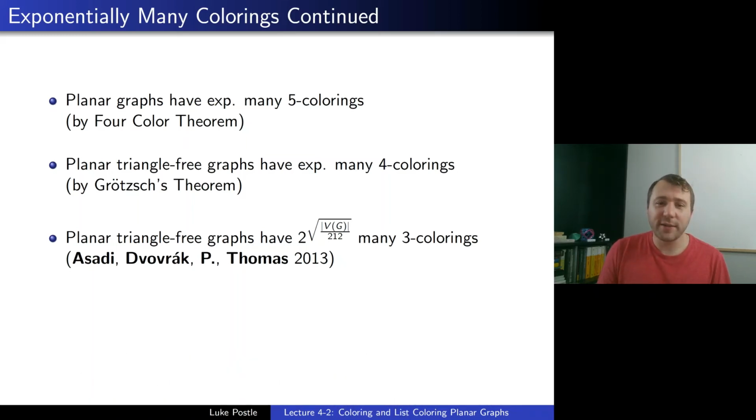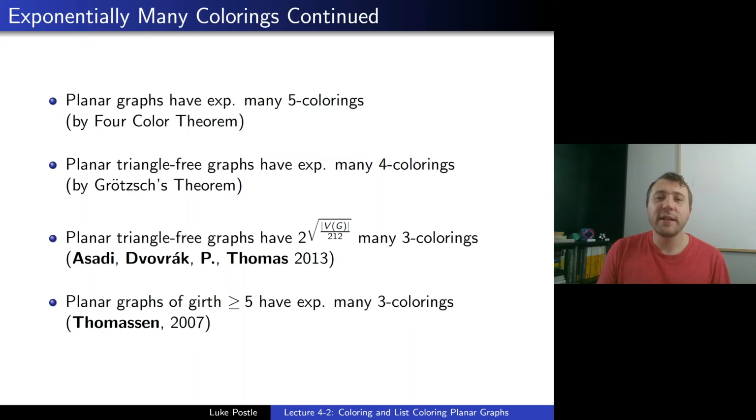So there was that result. And then there's another result for girth 5. So Thomassen showed that planar graphs of girth at least 5 have exponentially many three-colorings.